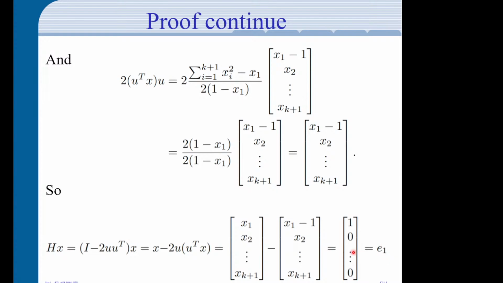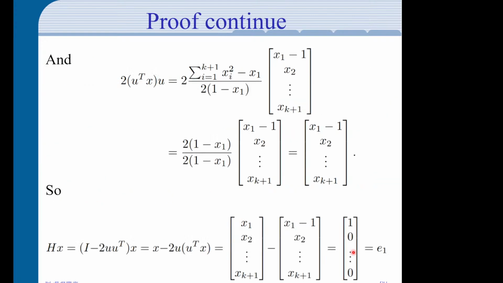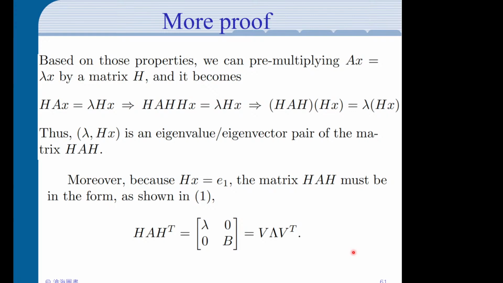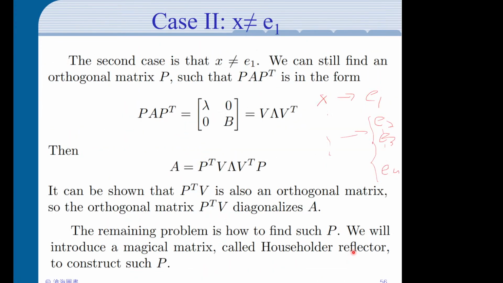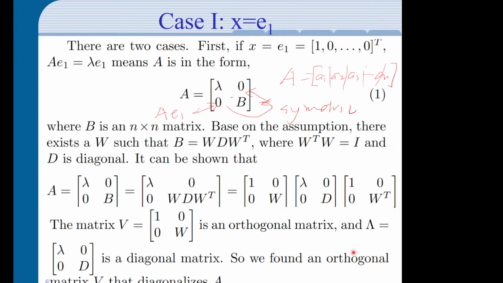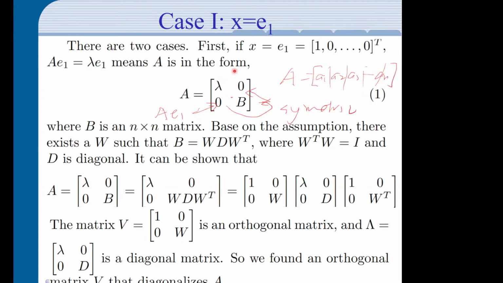Okay, so you do this change of coordinate to map X to E1. So let's go back. We make X to E1, and then we find out that in this new coordinate, our eigenvector is once again E1, and we can go back to this case.